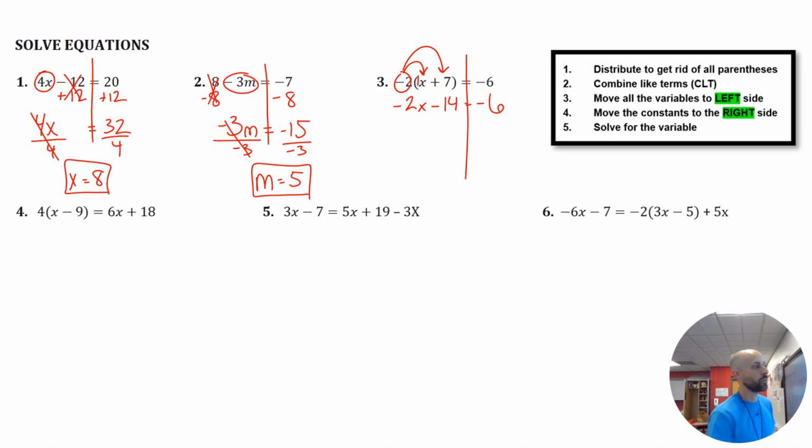And then again, we're looking for like terms. There are no like terms on the same side, so we are going to then isolate the variable term by adding 14. So bring down that negative 2x equals 8. And then again, last step, divide by that coefficient. So x equals negative 4.